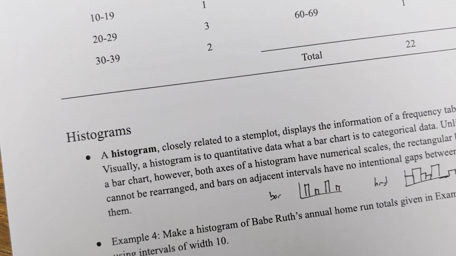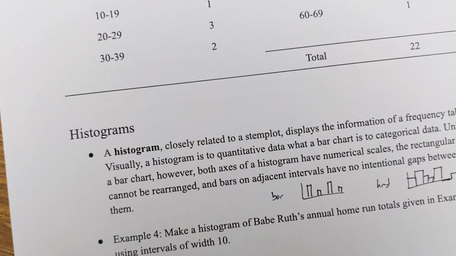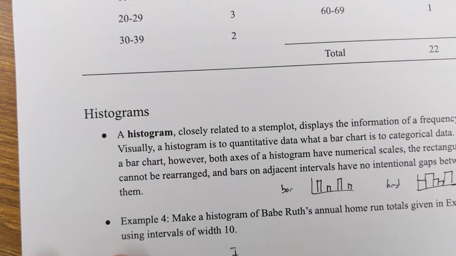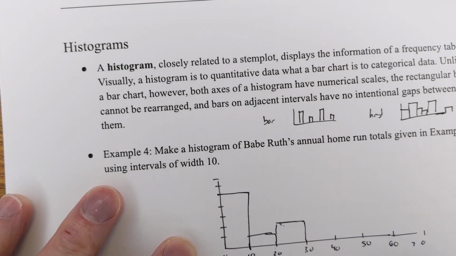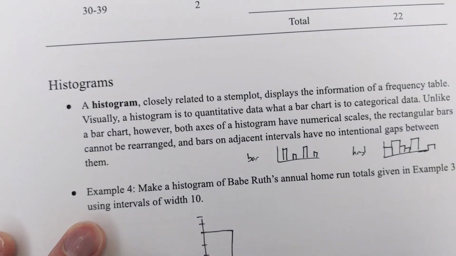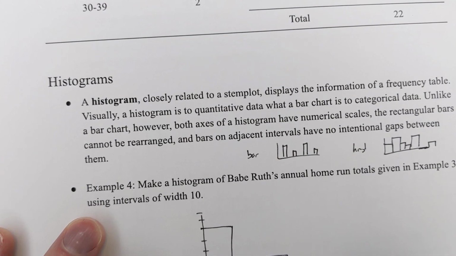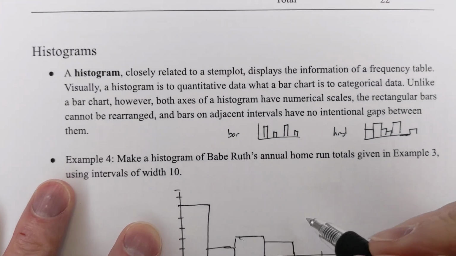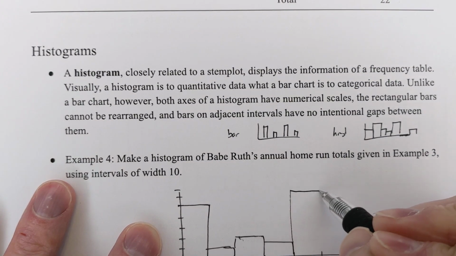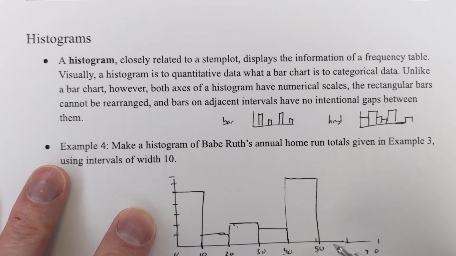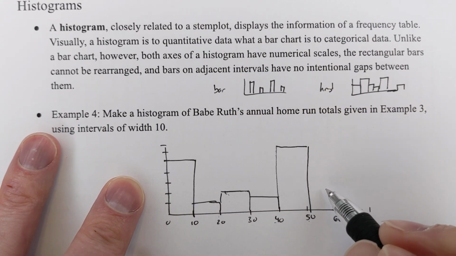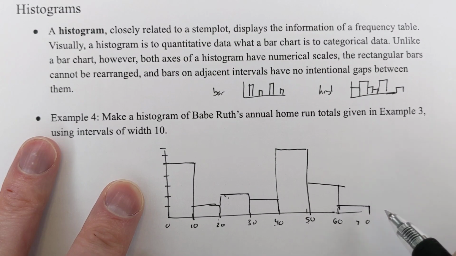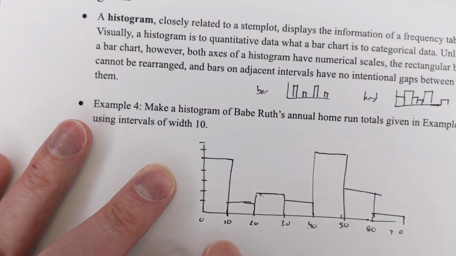So between 0 and 10, 1, 2, 3, 4, 5. So this one would come over to a height of 5. This one would have a height of 1. Between 20 and 30, a height of 3. Between 30 and 40, a height of 2. And you just keep repeating this process. Between 40 and 50, our height is 7. So if we come down here, between 50 and 60, we go to 3. 1, 2, 3's up here. And between 60 and 70, just 1. So there would be your histogram. Notice no spaces in between.